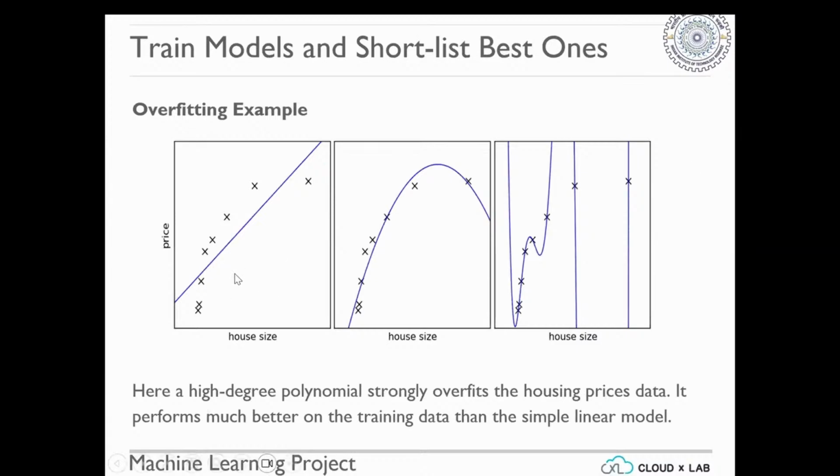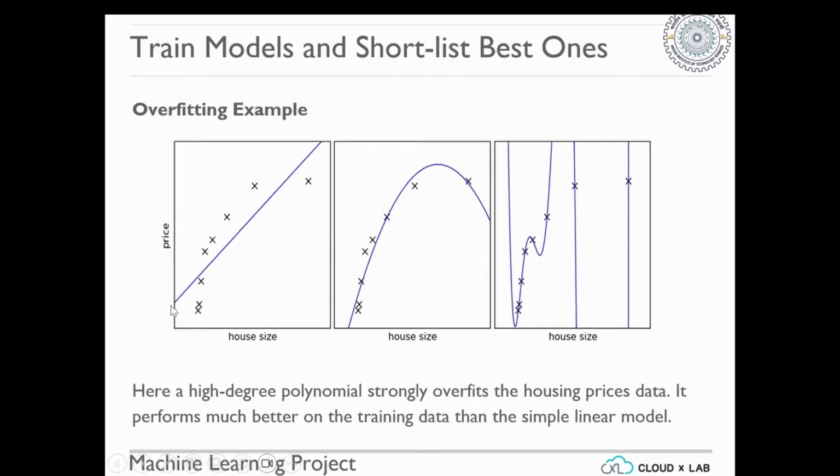So here is one example. As you can see, we are predicting the price of a house using the house size, right? The house size we know, and we want to predict its price. These are the data points that we are given in our training data, the cross points. Now, as you can see, this price to house size relationship is non-linear.